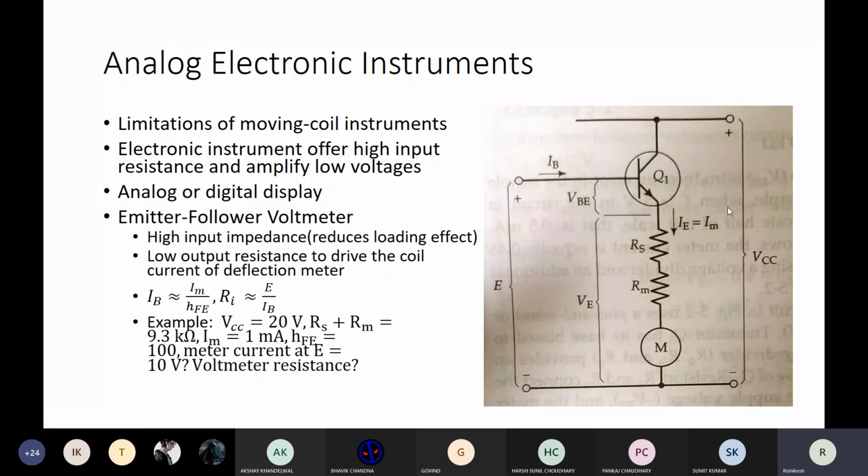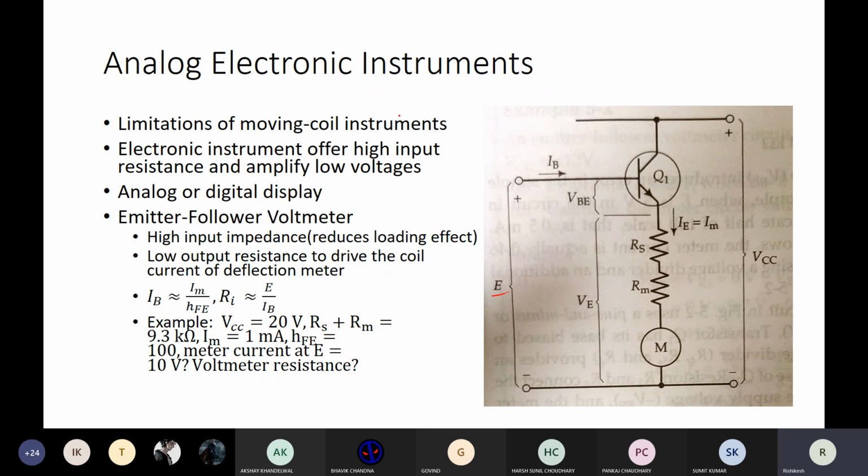Good morning all. So today we'll continue on whatever was covered in the previous recorded lecture which was shared with you. So we started the discussion on this analog electronic instrument, which is an improvement over the conventional PMMC instrument, wherein we used the meter and the meter was directly connected to the voltage which we are trying to measure, right? So let's say E is the voltage that is being measured in this context.